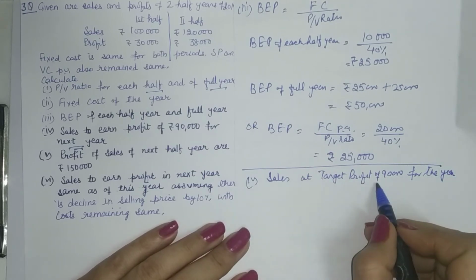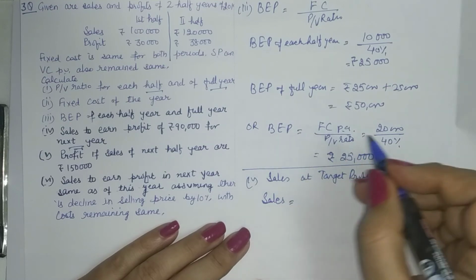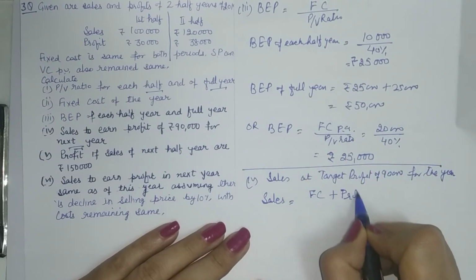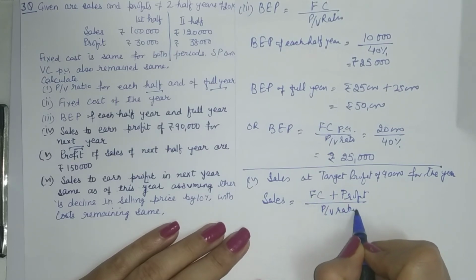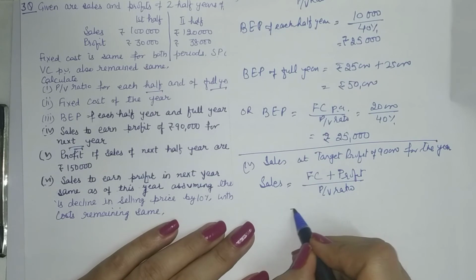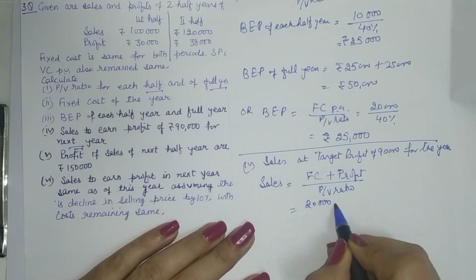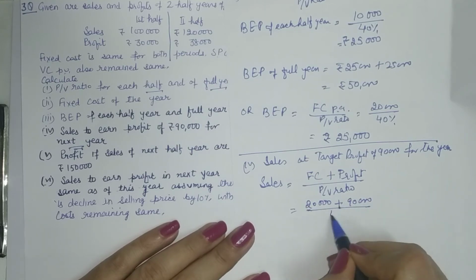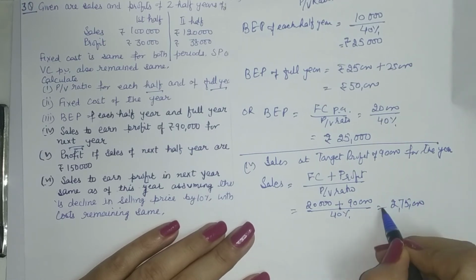Now how do we calculate sales? Under PV analysis, we have understood that sales at a desired profit are equal to fixed cost plus target profit upon PV ratio, isn't it? This is what you have studied. So fixed cost, we know that for the whole year it is 20,000, alright, and your profit is 90,000, so PV ratio of 40%, that will give you 2,75,000 rupees.